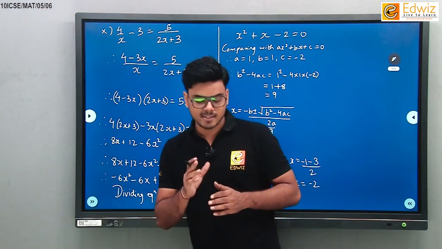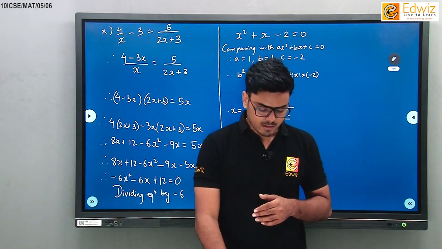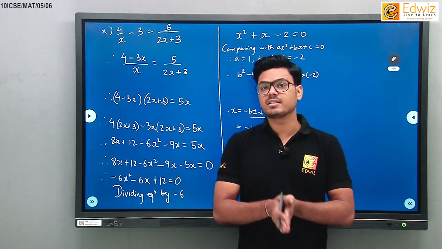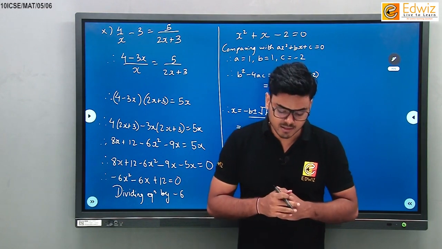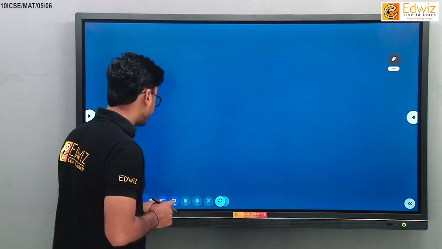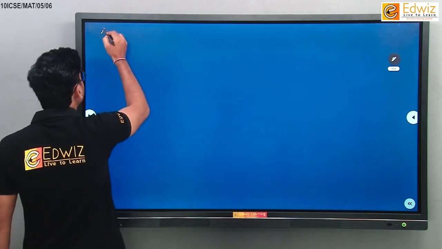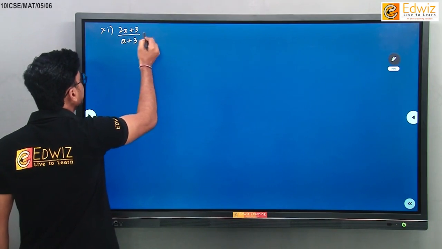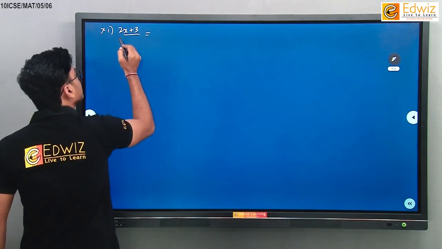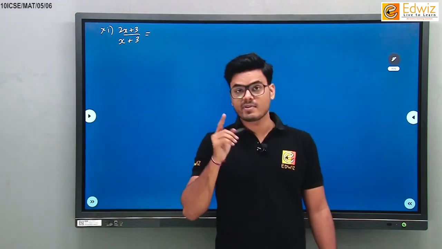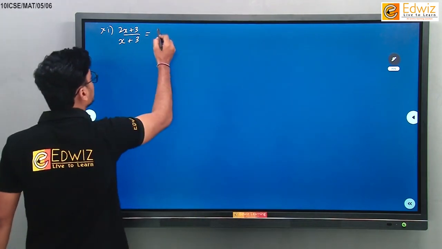Okay, moving on to the next question, students. It is a similar question. You just need to cross multiply to bring the equation to its standard form. So 11th one, 2x plus 3 divided by x plus 3 equals to, on the right hand side we have x plus 4 divided by x plus 2.